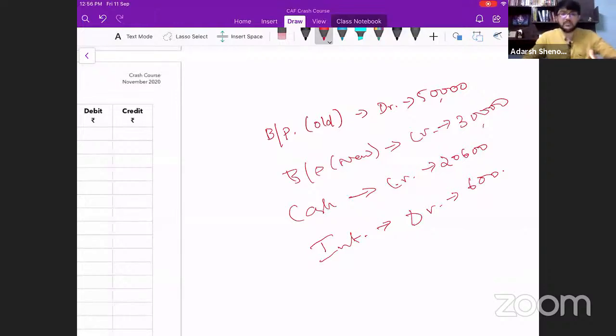So just remember like this. What am I settling? That is to be debited. How am I settling? That is to be credited. What am I settling? I am settling the old bill, which is to be debited. How am I settling? Old bill and interest also. I have to pay interest also, 600 rupees. I am settling it through cash and a new bill.